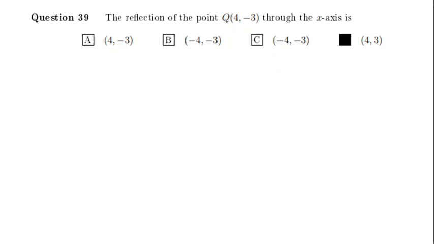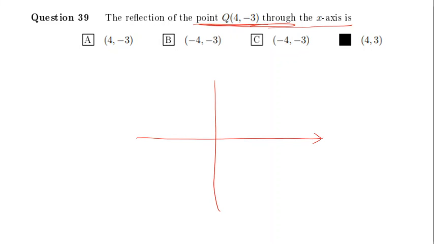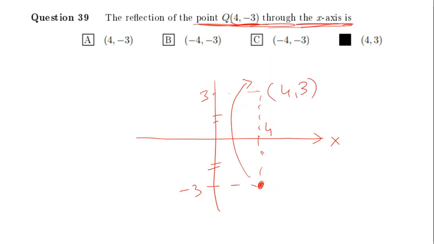Now, the reflection of the point through the x-axis. For this problem, the best way is to locate the point, to plot the point (4, -3) and find its place. So (4, -3) is here. It says its reflection through the x-axis is here. So you go the same distance on the other side. So it's 3, and what you get here is (4, 3).